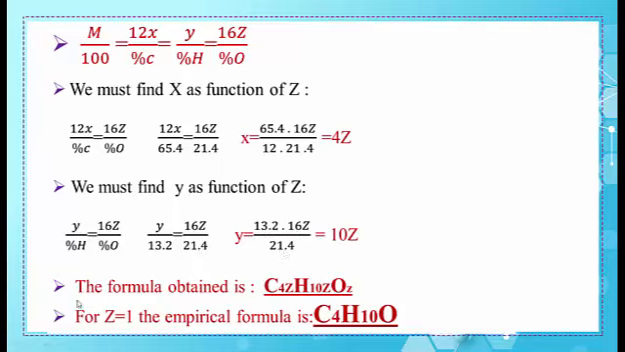Then we can write the empirical formula as C4z instead of x, H10z instead of y, and Oz. For z equal to 1, the empirical formula will be C4 times 1, C4, H10 times 1, H10, and Oz means O1. Now, how to find the molecular formula of a compound?